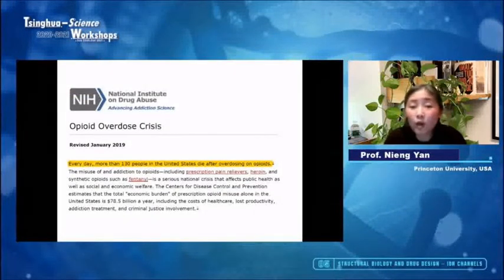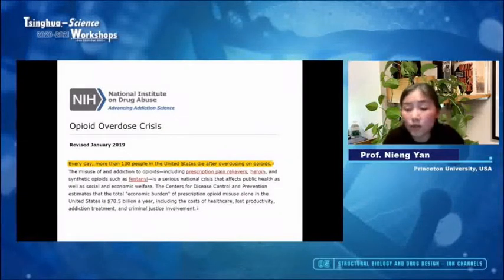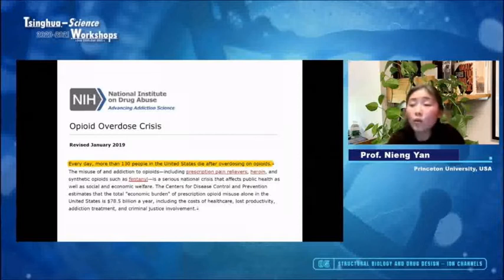In fact, the opiate overdose crisis has been declared a national crisis in the United States, and it claims about 130 people every day. It also represents a huge economic burden, up to 78.5 billion a year. Of course, it's not direct cost, but it's associated with the opioid crisis. But what is it for? It is actually for the relief of chronic pain. Therefore, there is an urgent need for alternative painkillers.